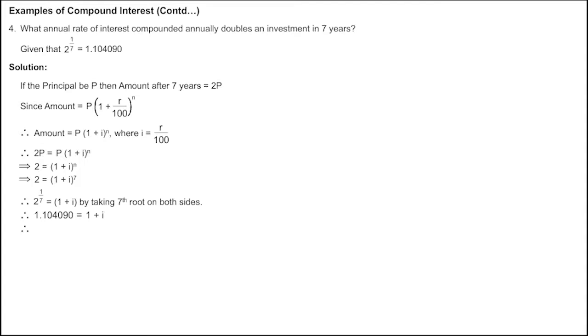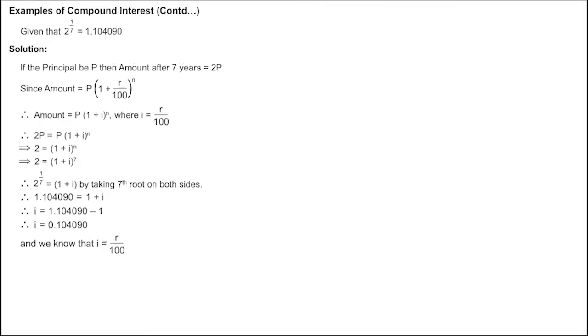Which will give us I is equal to 1.104090 minus 1, which is nothing but 0.104090. So what is the value of I? Value of I is 0.104090. Now we know that I is nothing but R upon 100. So replace I by R upon 100. So what will be your R?